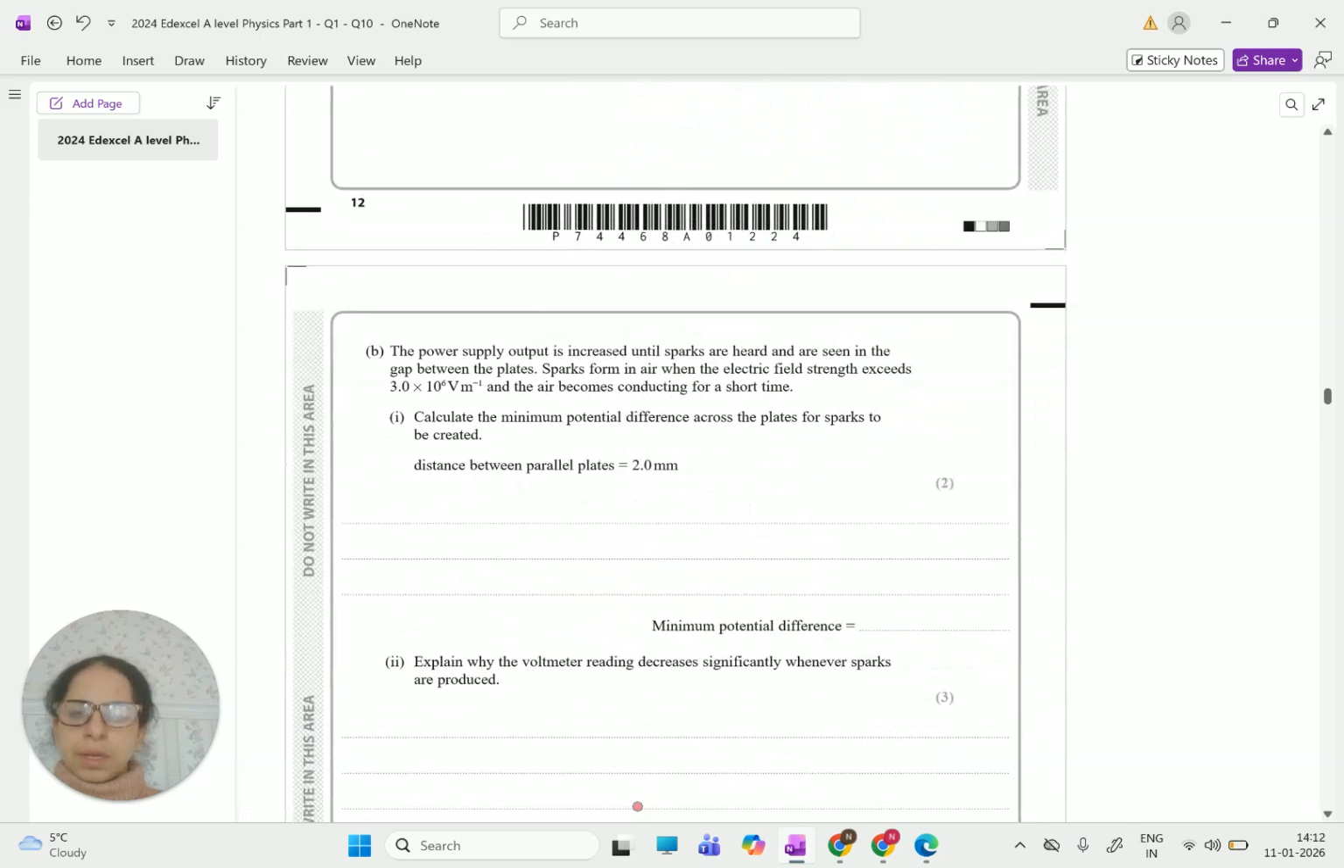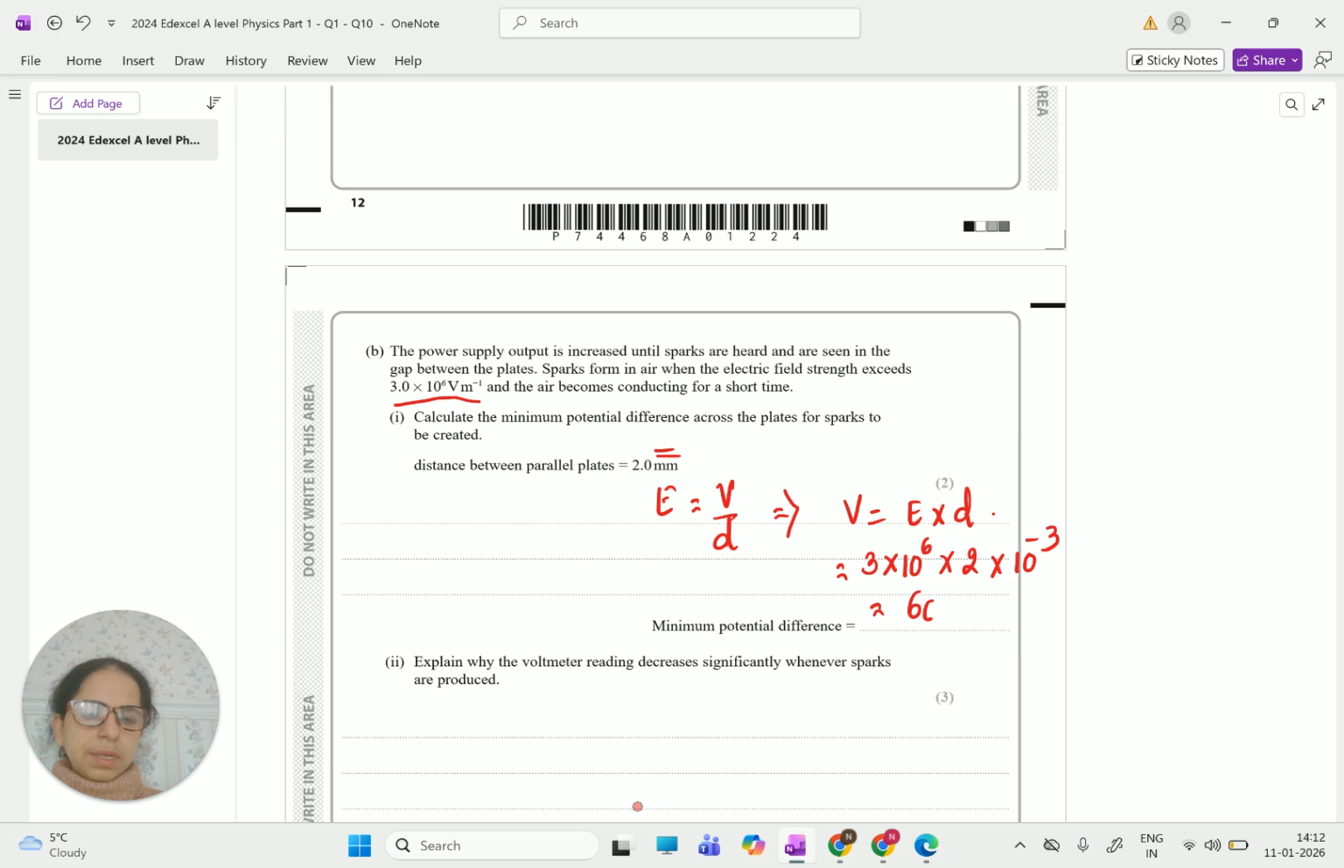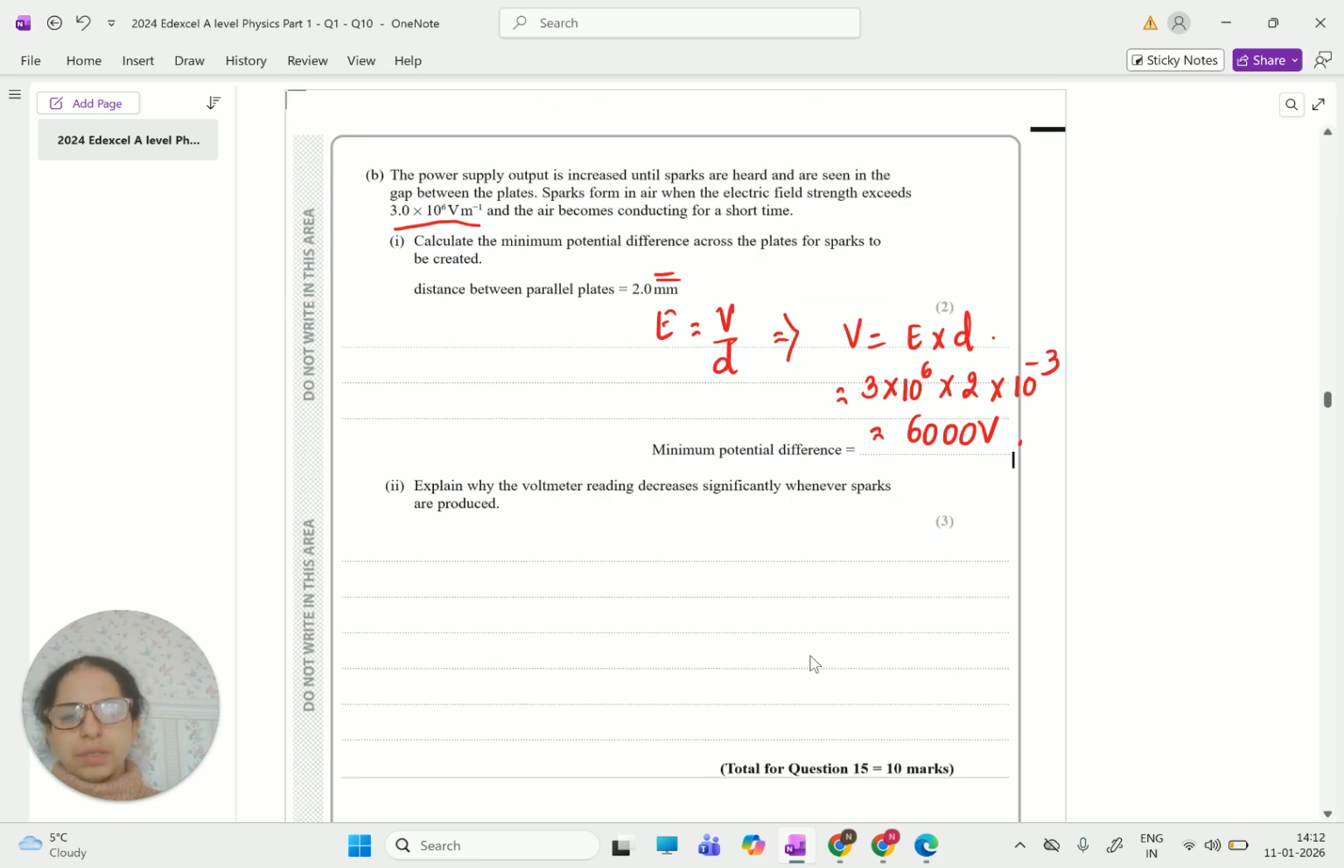Let's do the next one. The power supply is increased and then the spark starts. The spark has come because the field has increased in strength and the air has become conducting. Minimum potential difference: using E equals V over d, you can calculate V as E times d. So 10 to the power 6 times the distance. Convert units, be careful of the units, 10 to the power minus 3. That is around 6,000 volts. Quite easily done, it's a simple question.